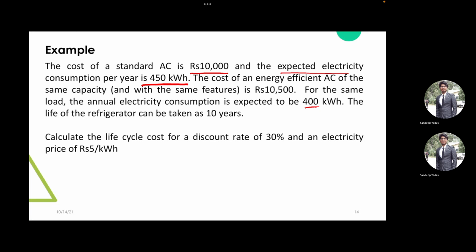The life of both of the appliances can be taken as 10 years. Now we have to calculate the life cycle cost for a discount rate of 30%, and the electricity price is 5 rupees per kilowatt hour. Now by initially seeing it, we can say we should choose option 1, that is, the initial cost is low. We should choose this. But let's calculate what would be beneficial for us.